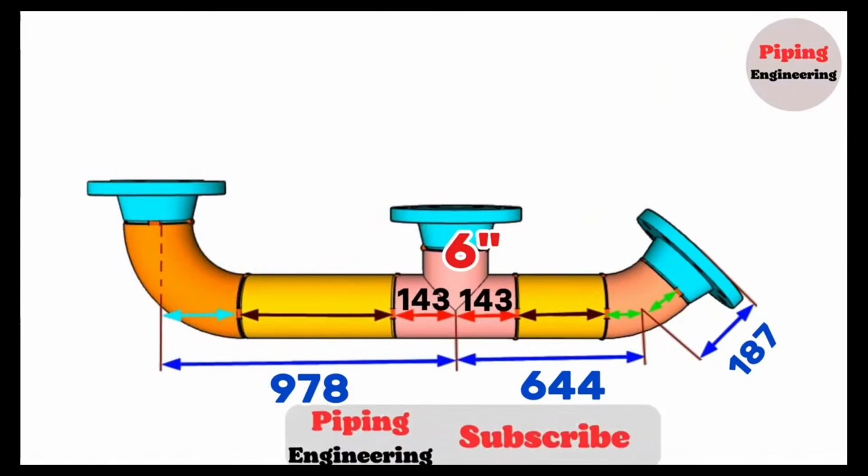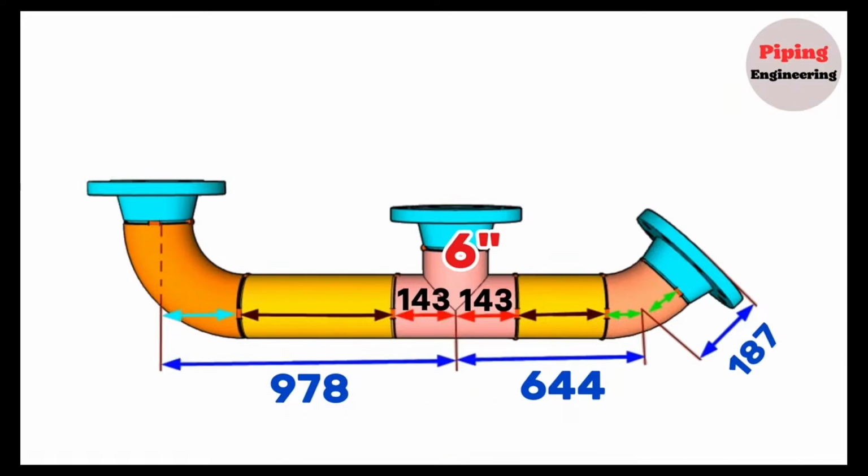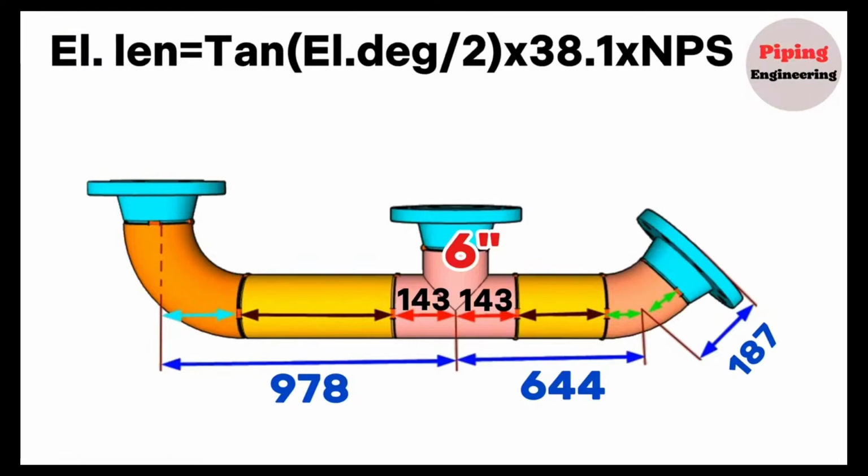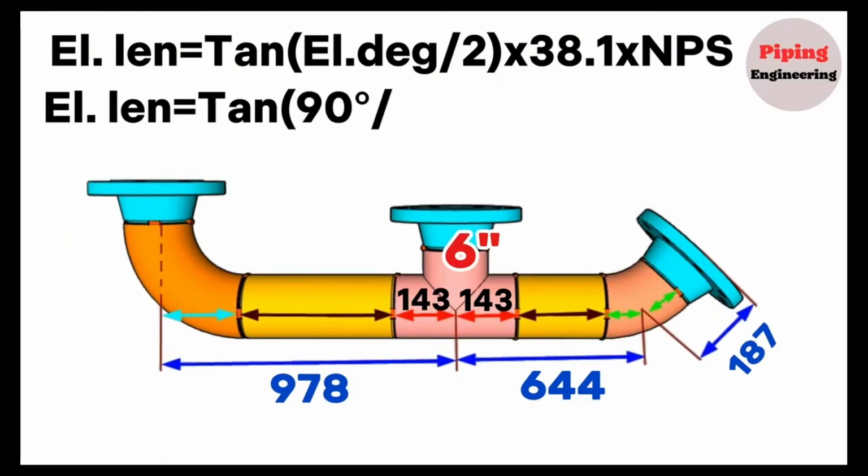We know from our previous videos that we use this formula to find the length of any elbows. Elbow length equals tangent in brackets elbow degree divided by 2, multiply 38.1, multiply nominal pipe size of elbow. Let's calculate the 6-inch 90-degree elbow length with this formula. The 6-inch 90-degree elbow length will equal tangent in brackets 90 degree divided by 2, multiply 38.1, multiply 6.